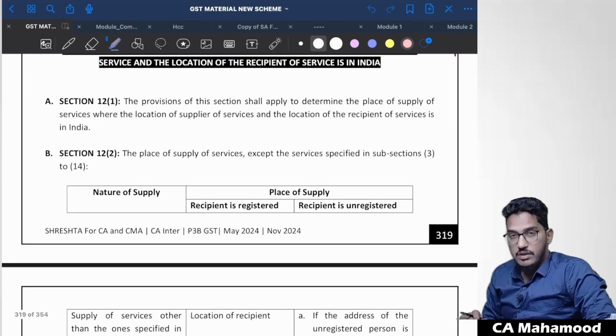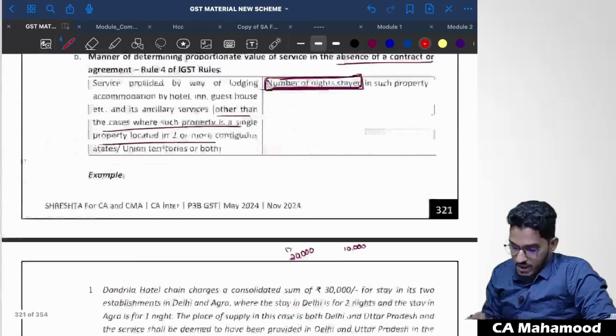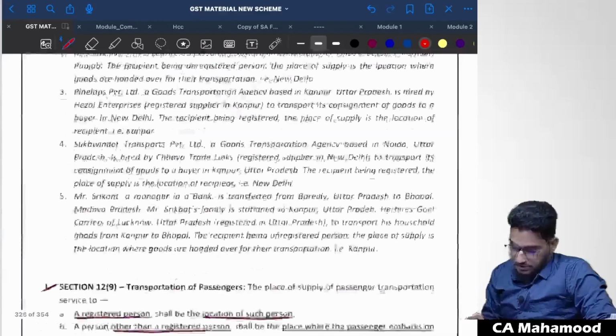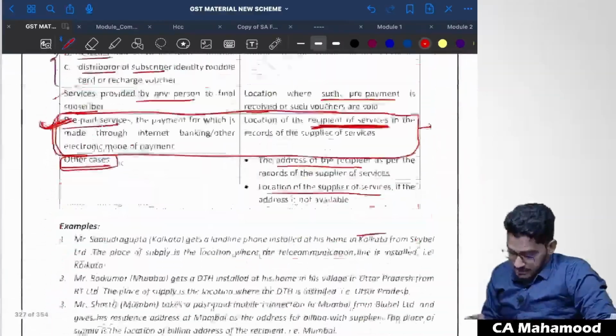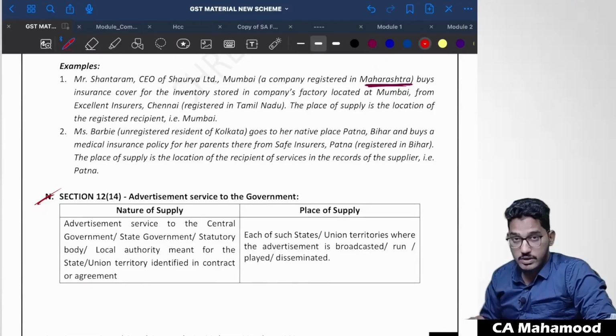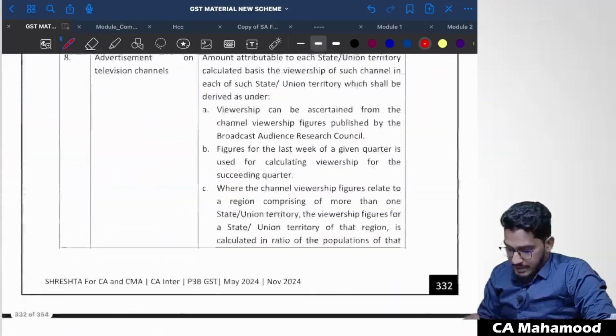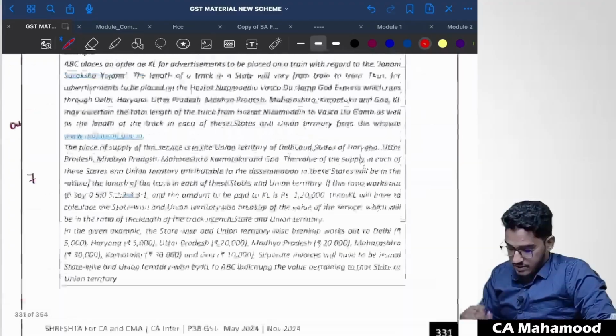In section number 12, we have various subsections. Like if you could see here, 12 subsection 1, 12 subsection 2, and so on, till 12 subsection 14. So many subsections we have. Now, why am I telling you this? What is the structure?